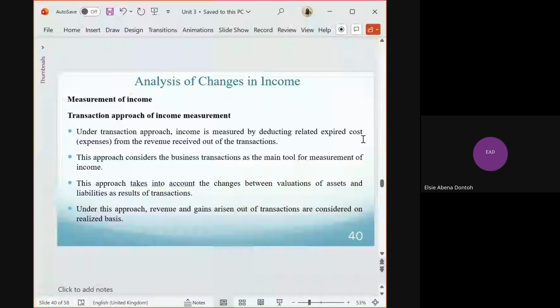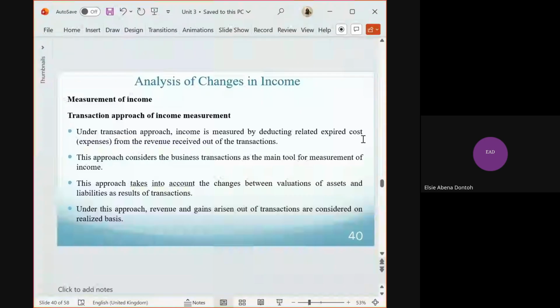For measurement of income, we have the transaction approach of income measurement. Under this approach, income is measured by deducting relatively expired costs or expenses from the revenue out of the transaction. This approach considers the business transaction as the main tool for measurement of income, as a result of transaction.